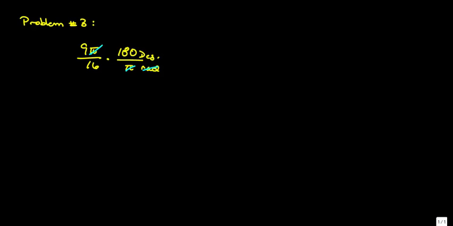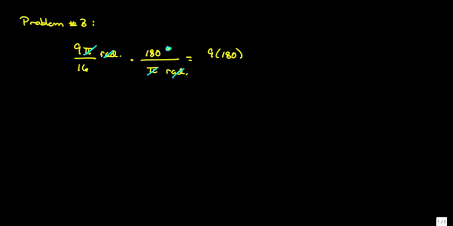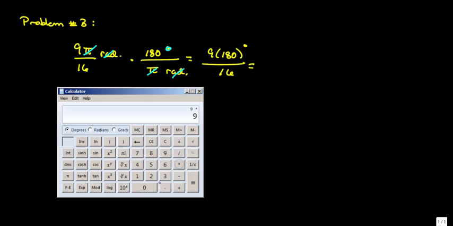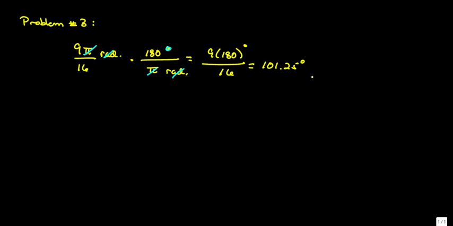Let me write it like this for you. Really, the whole idea is I've got 9 pi over 16 radians. I'm going to multiply that by 180 degrees over pi radians. Now the pieces that cancel are the pi's and the radians, so we're left with our measurement being in degrees. So this is going to be 9 times 180 degrees over 16. We can do some reducing first, but we'll just grab our calculator. So 9 times 180, divided by 16, is 101.25 degrees. Just like that. Okay, let's take a look at the next one.